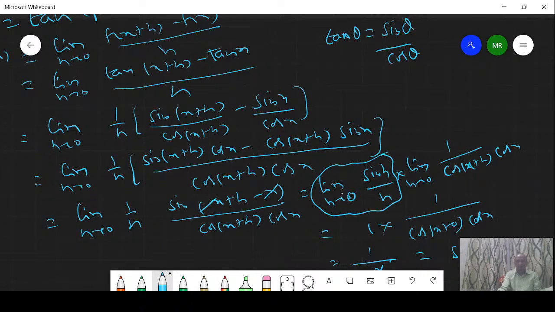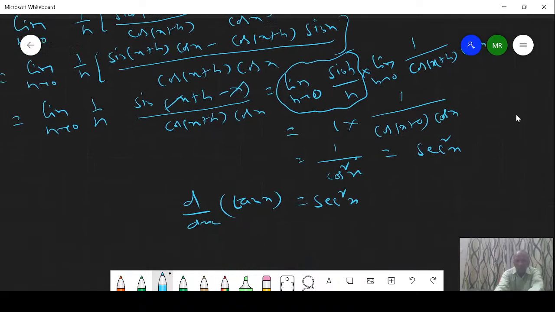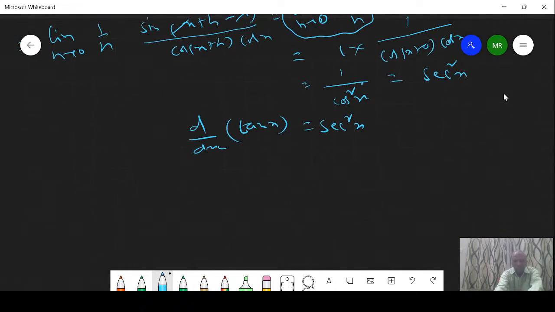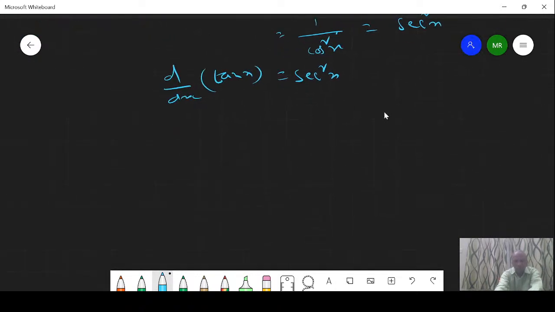Sin h by h, limit h tends to 0, into limit h tends to 0 of 1 by cos of (x plus h) into cos x. The first value will be 1. As h approaches 0, we get cos x into cos x, so the answer will be 1 by cos square x, which is secant square x. So d by dx of tan x equals secant square x. We completed this.